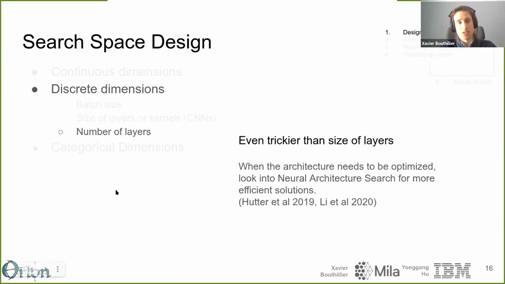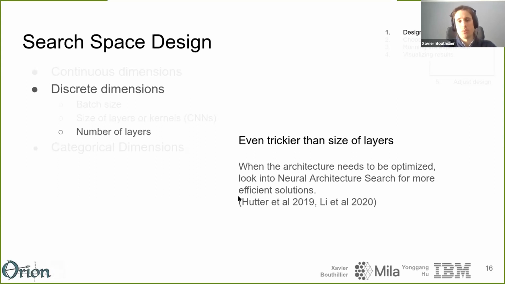Another discrete dimension is the number of layers, and this one can be even trickier because again, the memory usage will increase quickly, and also if you use it in combination with the size of the layers, if you try to optimize both at the same time, you have this issue even worse.